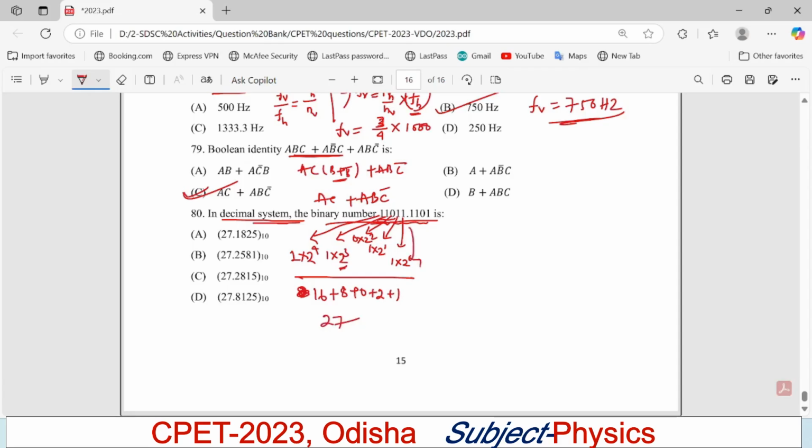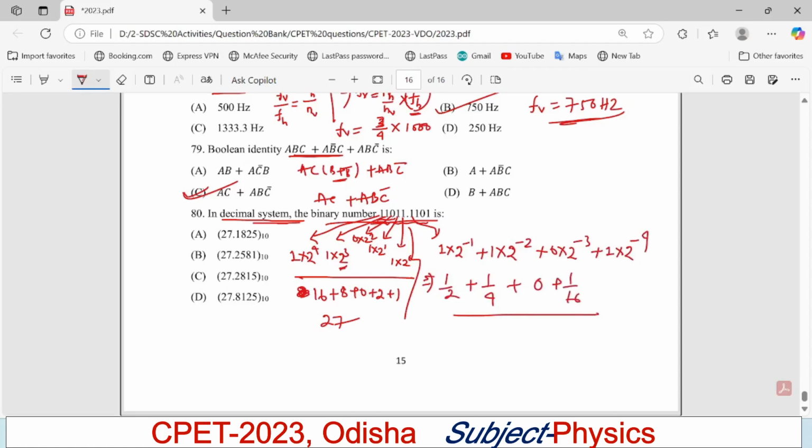Okay, then fraction part means this one into 2 to the power minus 1 plus 1 into 2 to the power minus 2 plus 0 into 2 to the power minus 3 plus 1 into 2 to the power minus 4. So this will be equal to 1 by 2 plus 1 by 4 plus 0 plus 1 by 16. You just calculate it, you can find this value will be equal to 0.8125. So which option is correct? See, 27. All options have 27. So D option is correct.